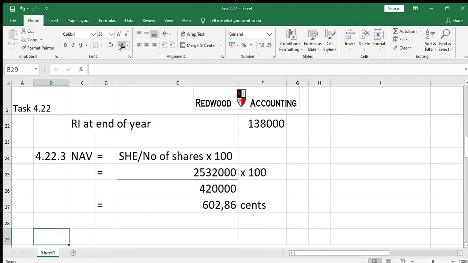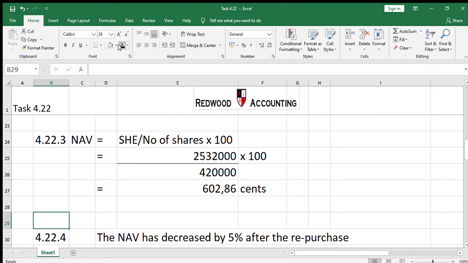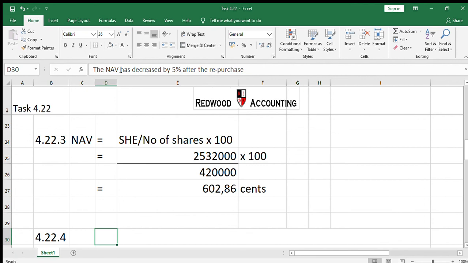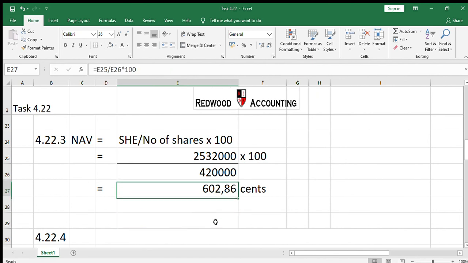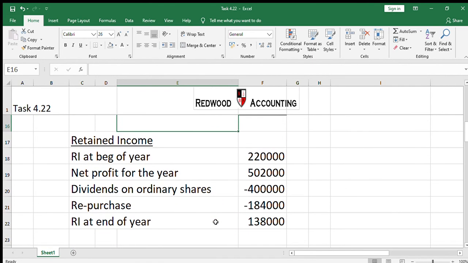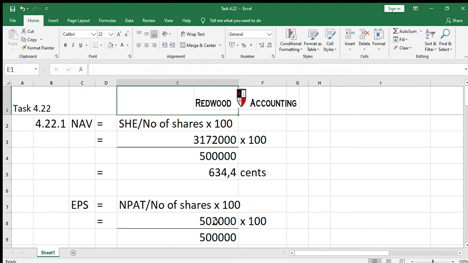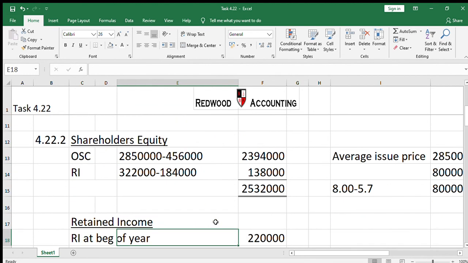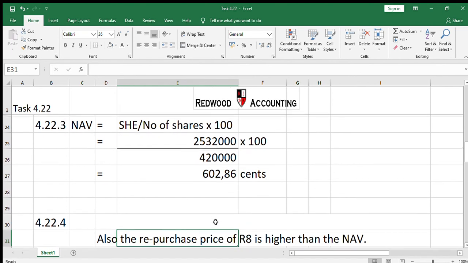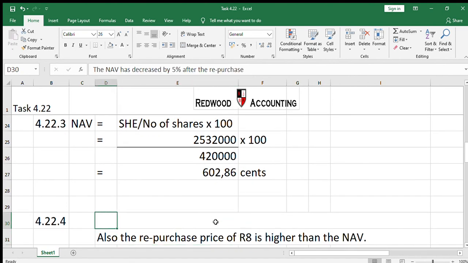Okay, then 4.22.4. In your opinion, should the directors proceed with the proposal to repurchase 80,000 shares? Explain, quoting evidence to support your answer. So let's look at the net asset value. We've calculated it to be about 603 cents. And the previous net asset value was 634 cents. Do you see that the net asset value has decreased, right?